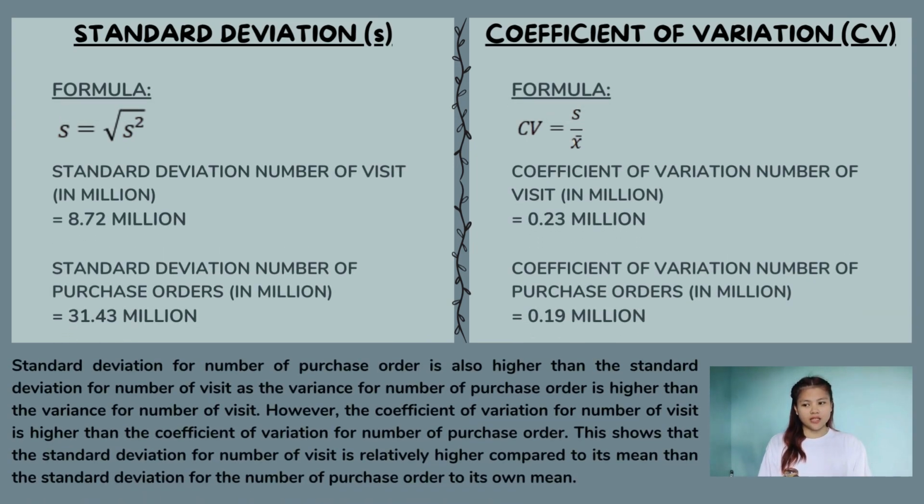The standard deviation for number of purchase orders is also higher than the standard deviation for number of visits, as the variance for number of purchase orders is higher than the variance for number of visits. However, the coefficient of variation for number of visits is higher than the coefficient of variation for number of purchase orders. This shows that the standard deviation for number of visits is relatively higher compared to its mean than the standard deviation for number of purchase orders to its own mean.